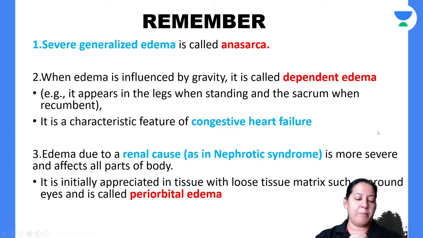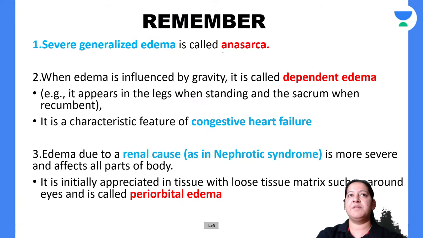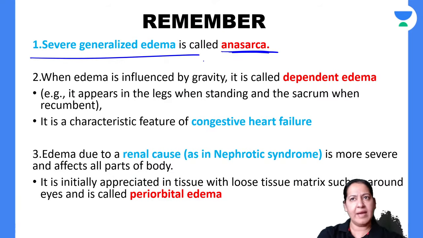Now, there are some general points on which MCQs come in edema. If edema occurs throughout the body, it is known as anasarca. Anasarca is the edema throughout the body, the generalized edema, right? That is the first point.